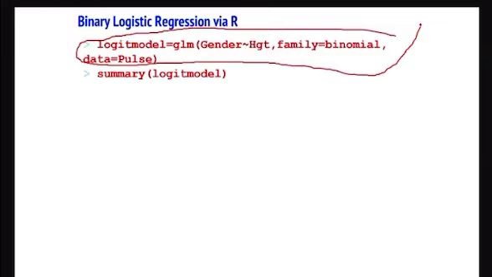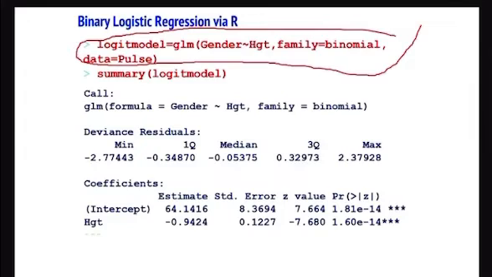You're still going to write Y on X; here, gender is categorical, right? Gender on height. Then you must also indicate family equals binomial in the code. Does that make sense? You have to write that all the time when you want to run the code. Then you do the summary. And at the end of the day, I get this output. This is what the output is going to look like. I need you to pay attention to this output. It is kind of different from the linear regression.